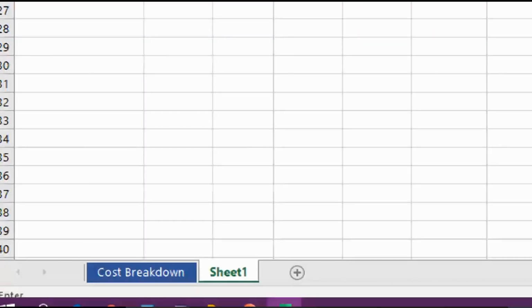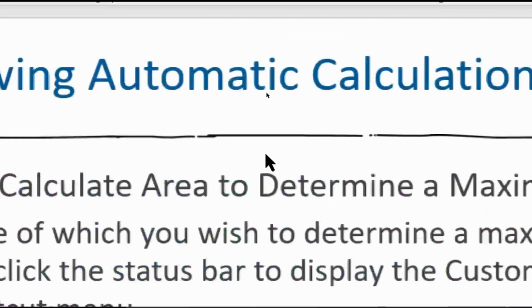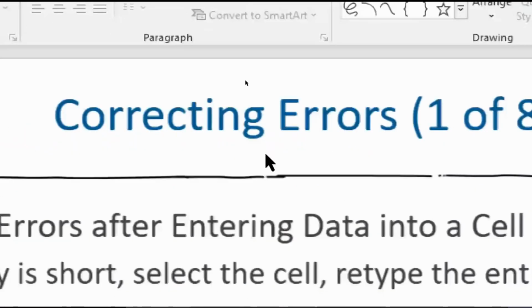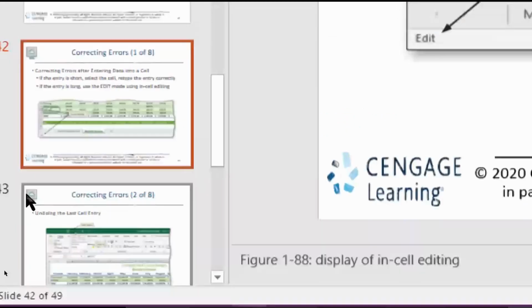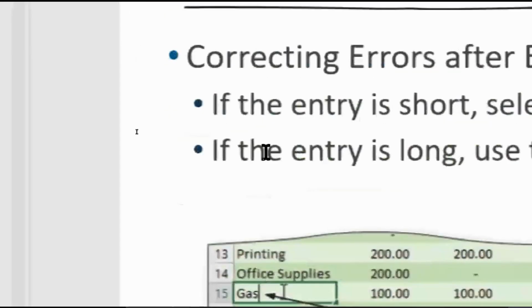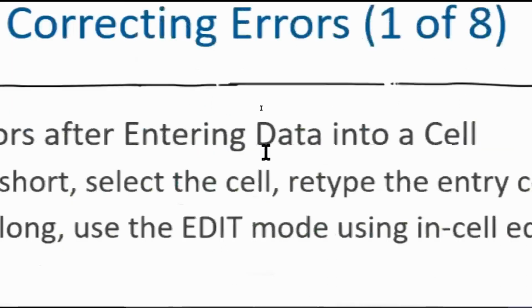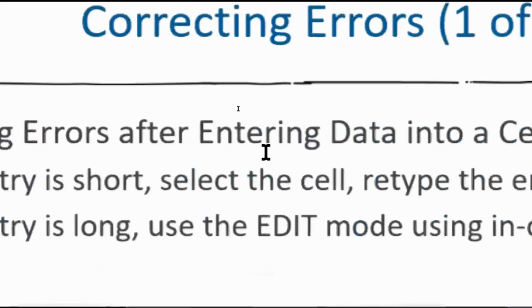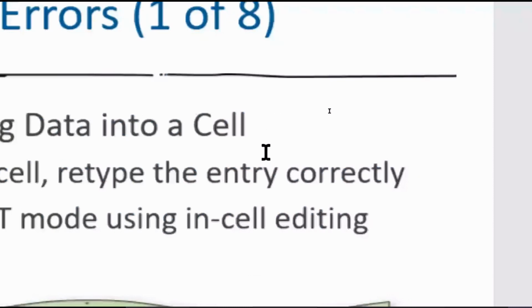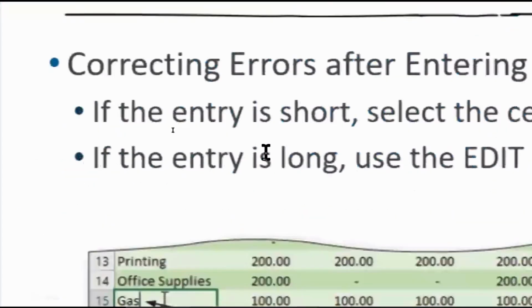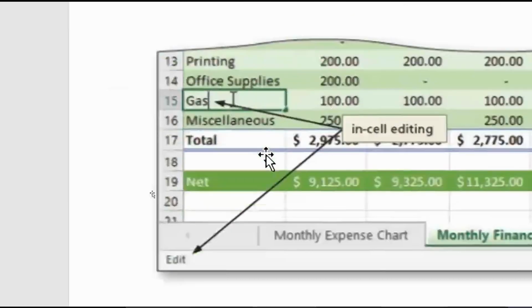And so moving on, we're going to look at the ways in which we can correct our errors. I believe this is the last thing we need to cover for today. So beginning with correcting errors after entering data into a cell. If the entry is short, then you can select the cell and just retype it completely. Otherwise, you can edit inside the cell.